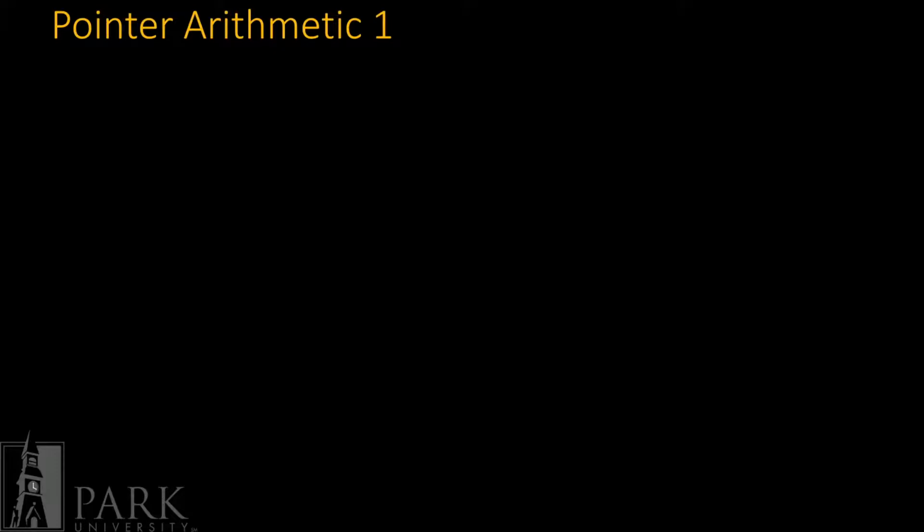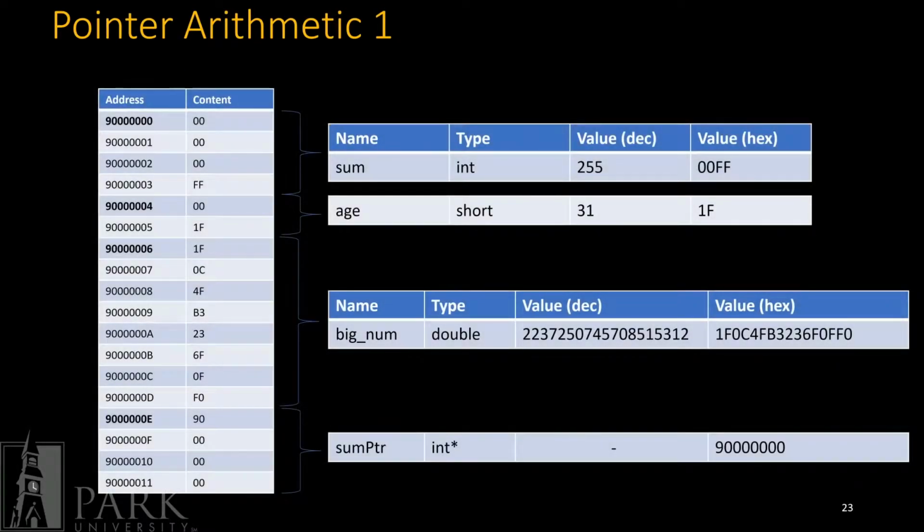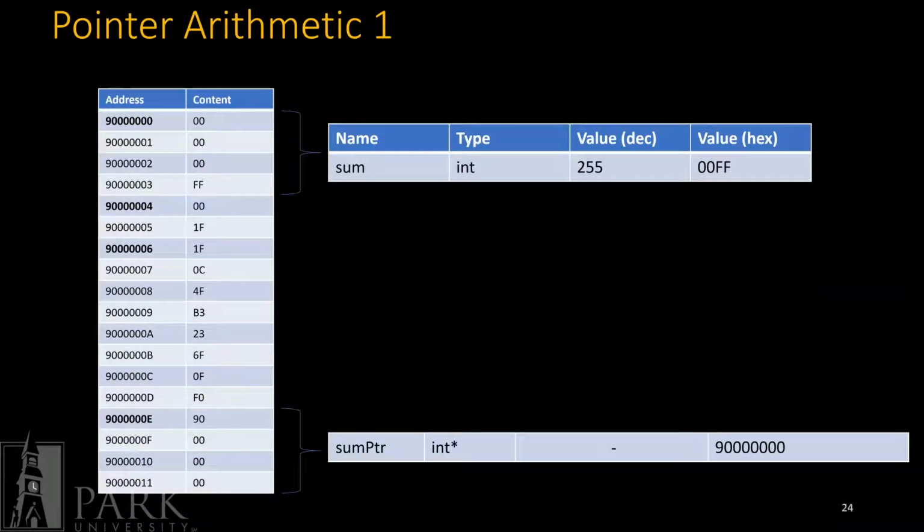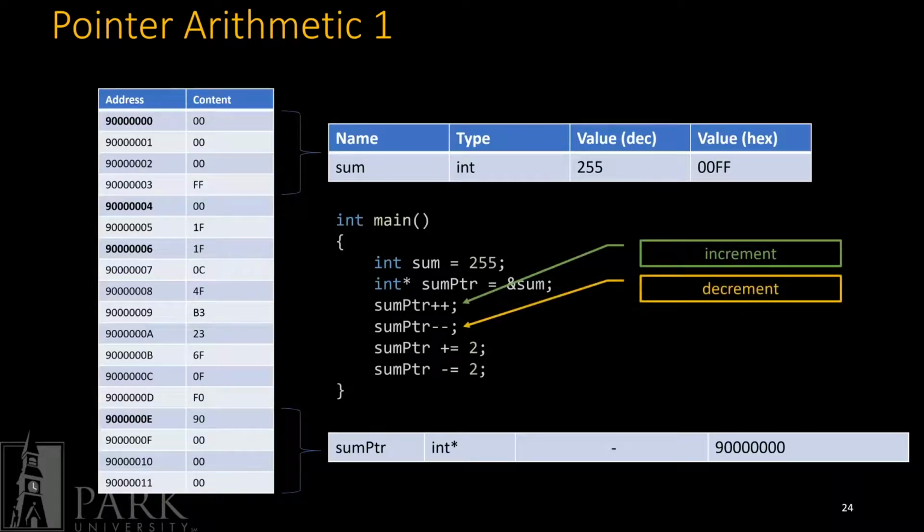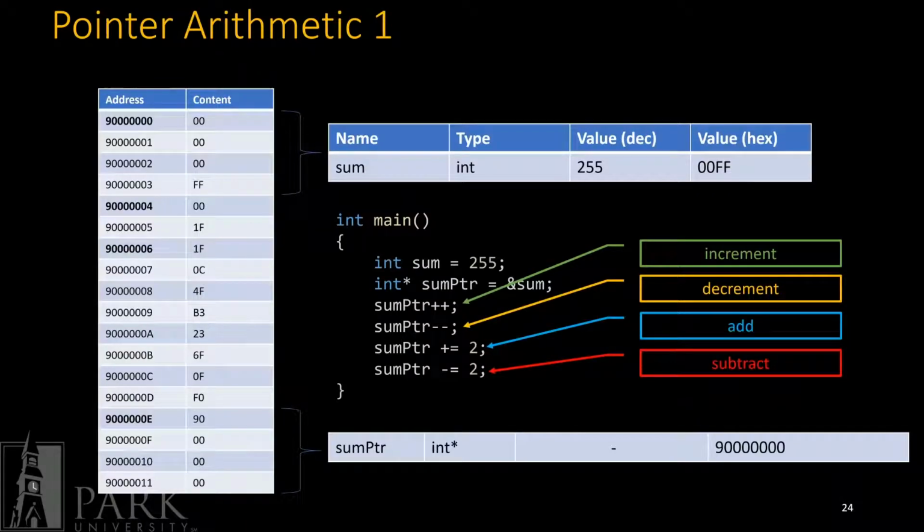Now that you have a better understanding of what a pointer is, we can take a look at pointer arithmetic. This is kind of some pseudo black magic at first, but you'll get the hang of it later on. Let's take a look at this memory illustration again, and let's just focus on the int and the int pointer. We can perform some arithmetic on pointers, meaning we can increment, decrement, add, and subtract.